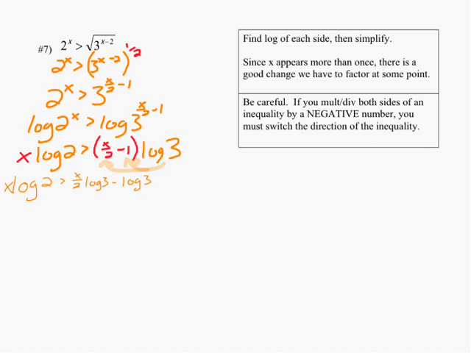Now we have a term on the left that has an x in it, and we have a term on the right that has an x in it. We want to get those terms on the same side of the equation so we can factor an x out. So I'm going to subtract this term from both sides of the equation. So I have x log of 2 minus x over 2 log of 3 is greater than negative log of 3.